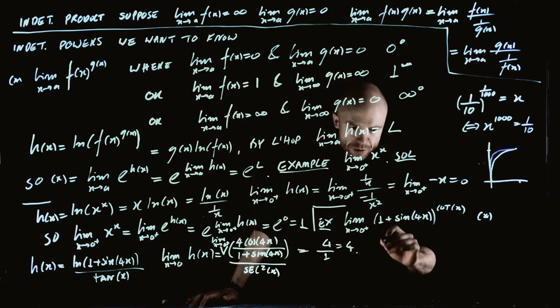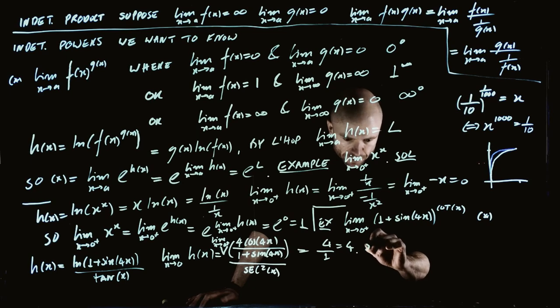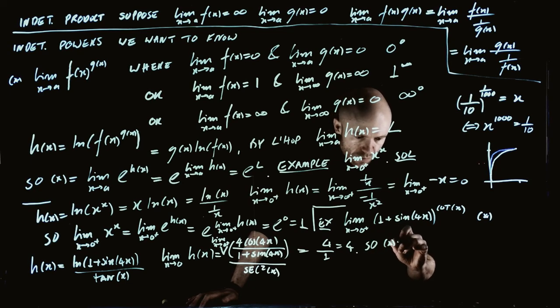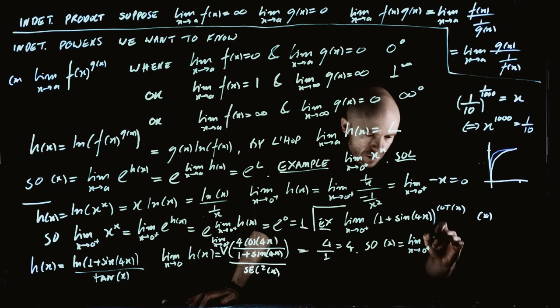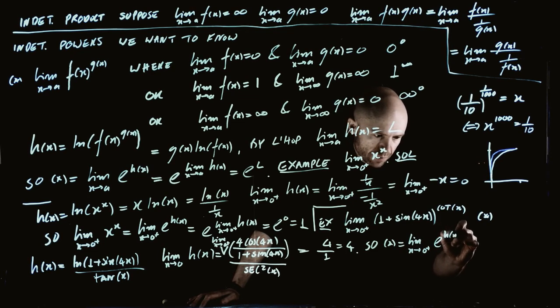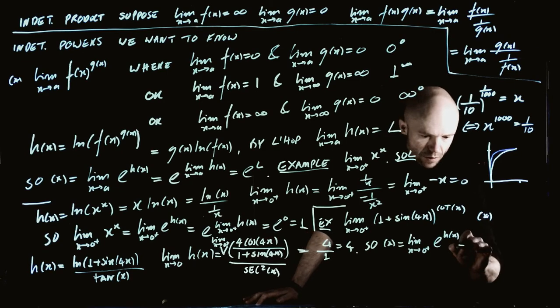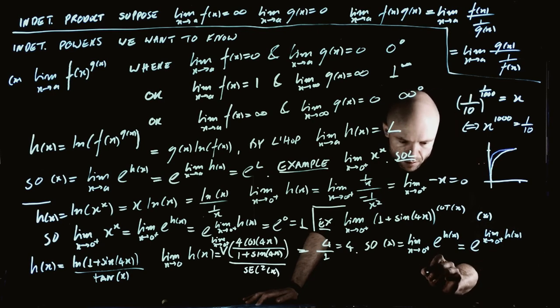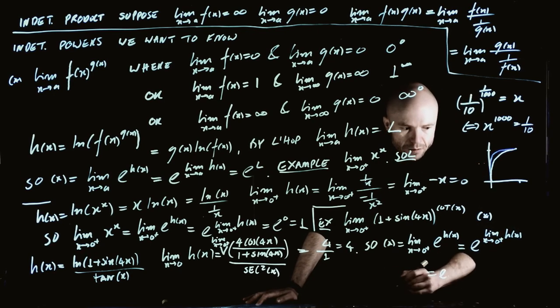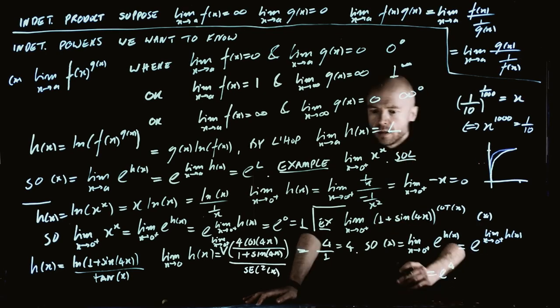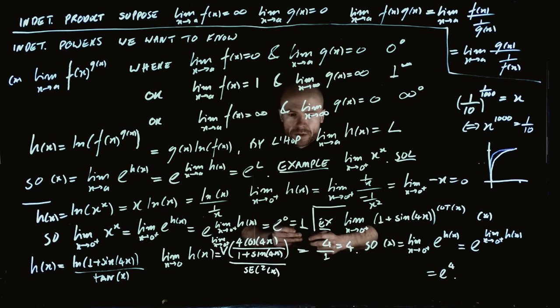Now we unwrap. So star equals the limit as x tends to 0 plus of e to the h of x, which is equal to e to the limit as x tends to 0 plus of h of x, which is equal to e, and we found out what this thing is. It's e to the 4, and that's it. Cool.